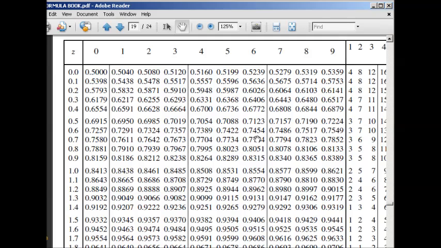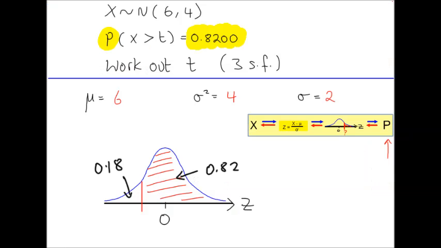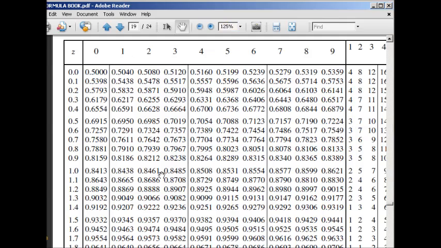Now look at the probabilities and go through them until you get close to 0.82 without going over. So that's there. Yeah, that's gone over 0.82. So we start with this one. And that gives us a z value of 0.91. Okay, so write down the first few numbers there, 0.91. So we've got the first and second decimal point. We now need to work out the third decimal point.